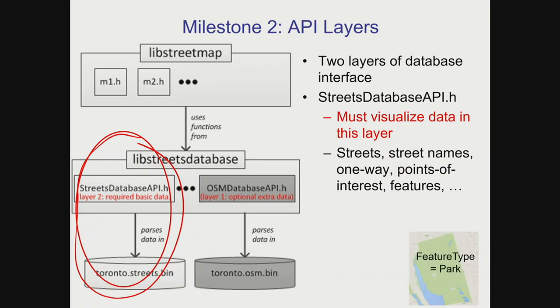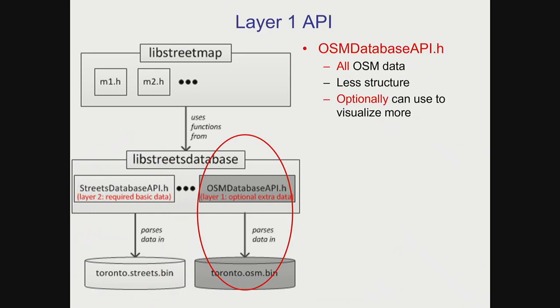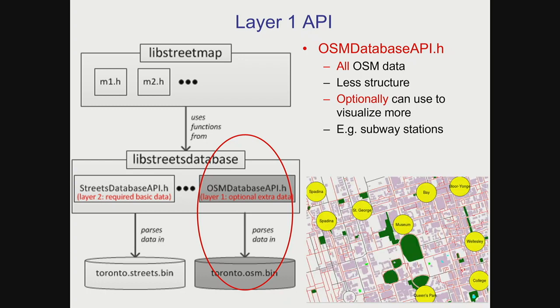Okay. And then we have the lower level OSM database API, which is all the data that's in OpenStreetMap, this huge open source database of the world. It is less structured, but there is more of it. So you can optionally go into that data. And you did work with it some in Milestone 1, so you're familiar with some of its basic conventions. You can extract extra data from that, visualize more on your map. It'll look nicer.